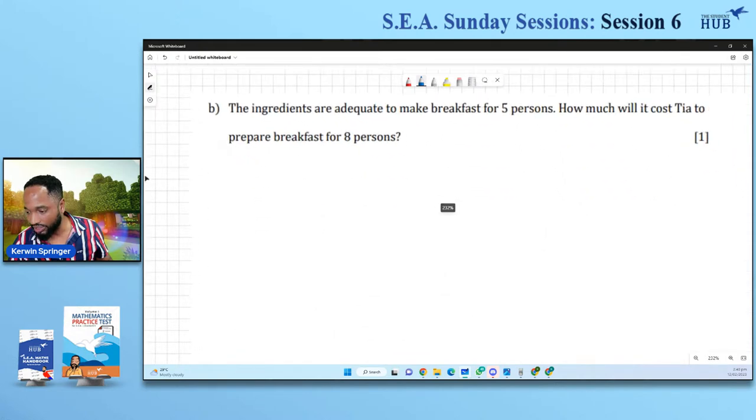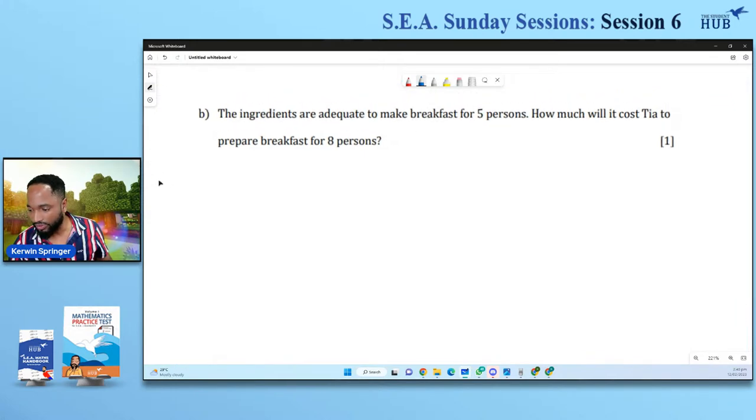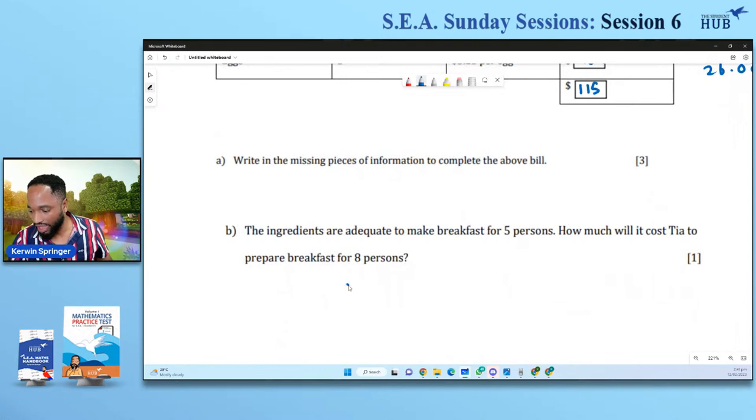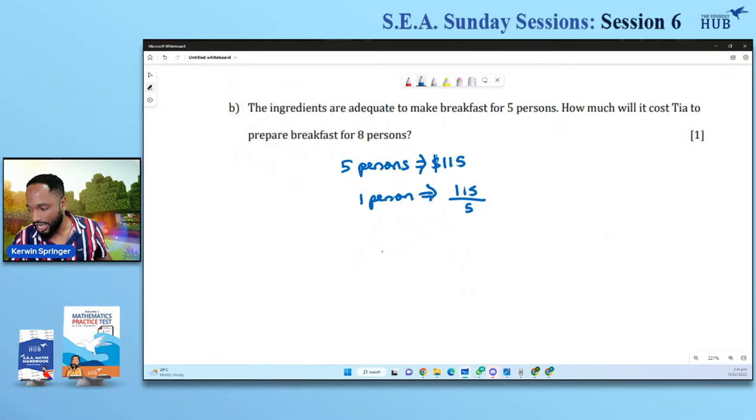The ingredients are adequate to make breakfast for 5 persons. How much will it cost to prepare breakfast for 8 persons? Well, if 5 persons is represented by $115, 1 person is represented by 115 divided by 5. I'm using the word represented because I want you to be able to do any kind of question that comes like this. And then 8 persons will be 115 divided by 5 multiplied by 8. So this is the method. It's finding for one, finding for unity, finding for the whole.